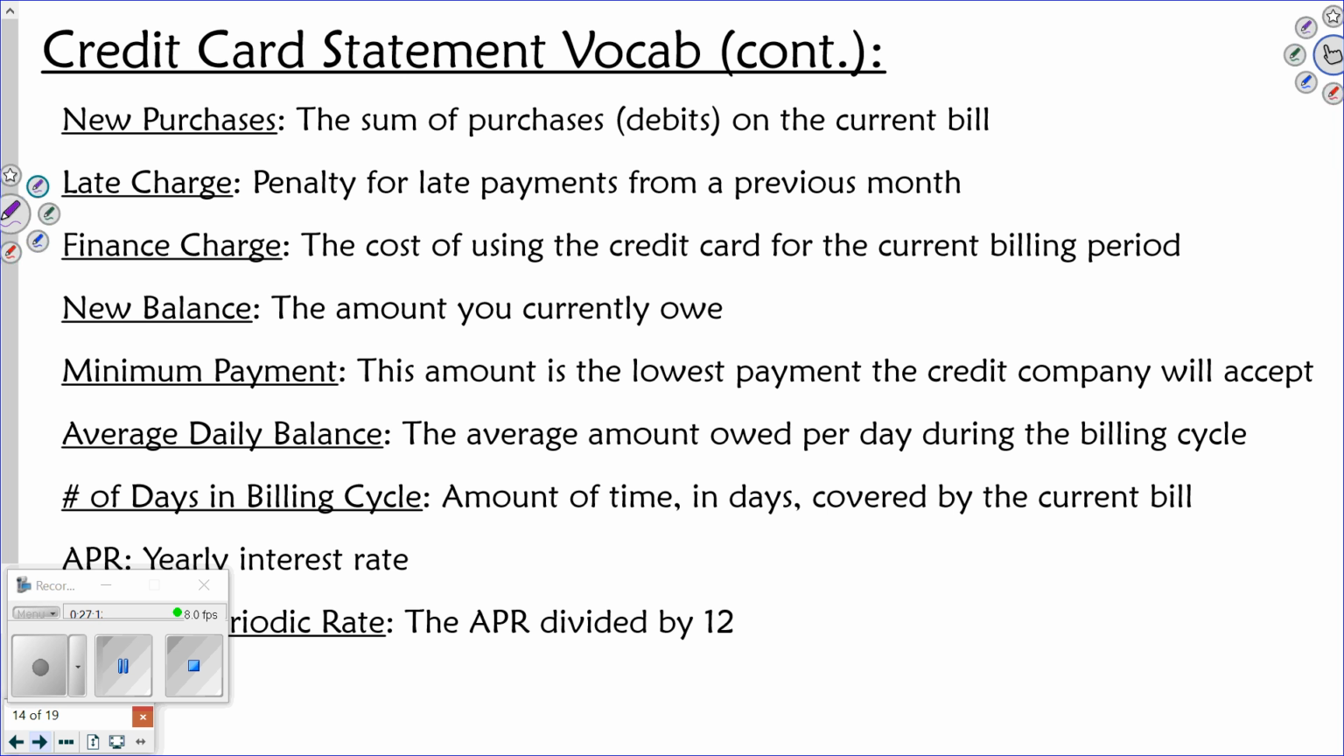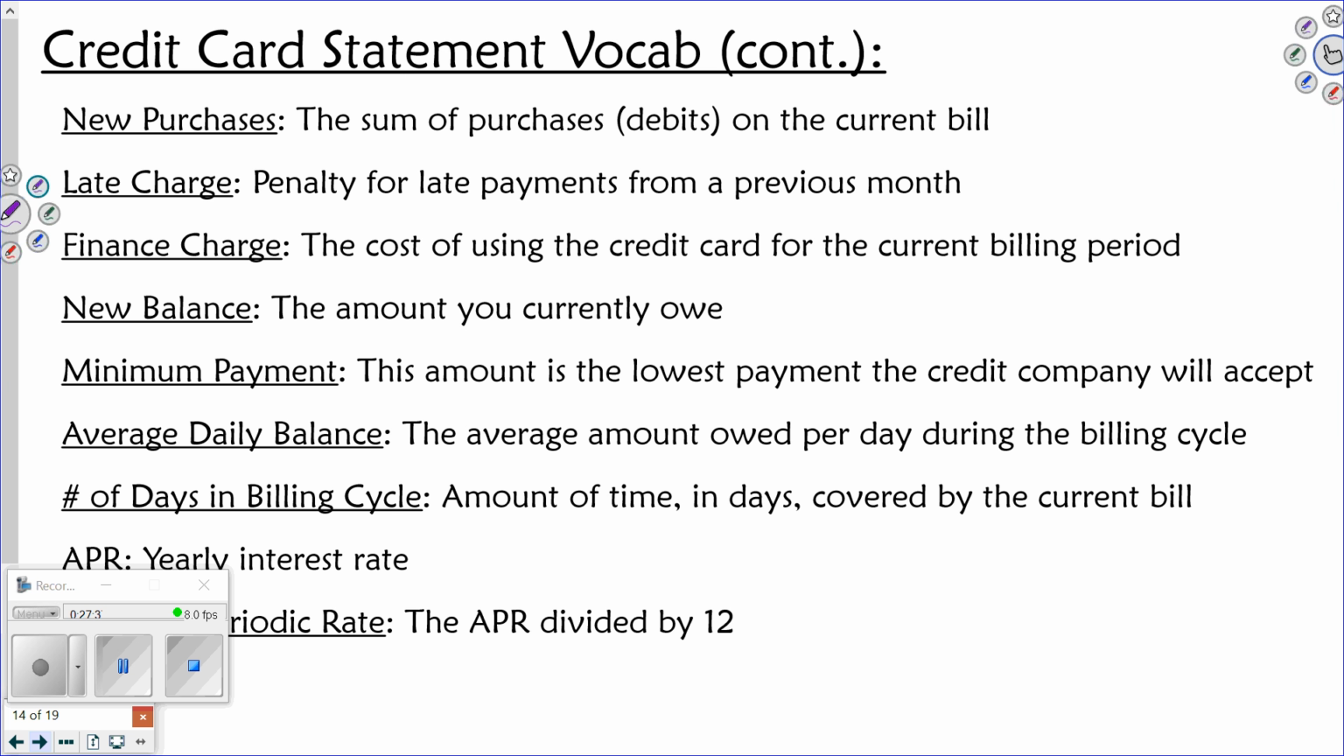Finance charge, the cost of using the credit card. So how much interest, right? We just talked about computing those. Your new balance, the amount you currently owe. Minimum payment, the lowest payment that they will take. Should you only pay the minimum? You really shouldn't, guys. You will never pay off that credit card because every month they're going to keep charging you more finance charges. So always try to pay more than what they tell you to pay.